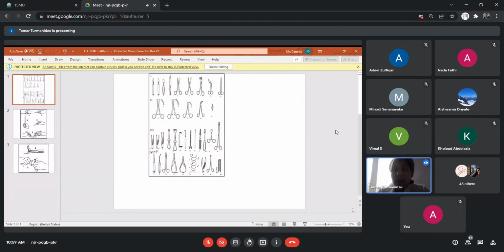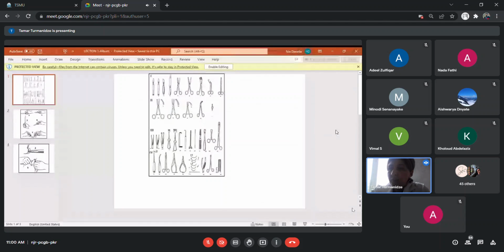So mainly two types of instruments are used. We have the main surgical instrument and we have the instrument of special function. So what are the differences between these instruments? Main instruments are those which are used in all surgery, and an instrument of special function is that instrument which is used during a specific surgical manipulation.